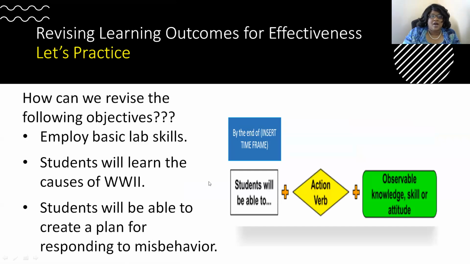Okay, so revising learning outcomes for effectiveness. We've practiced a little bit, so let's practice a little bit more. So remember this quick little model. There are many, but this was a quick one. By the end of our time frame, students will be able to, an action verb, an observable knowledge, skill, or attitude. Does anybody want to pick one of these to work through? Doesn't matter, anyone.